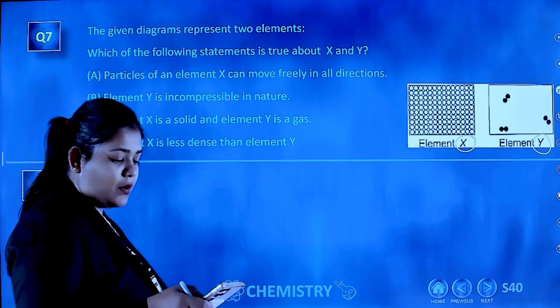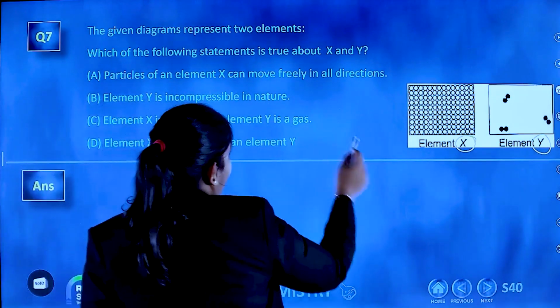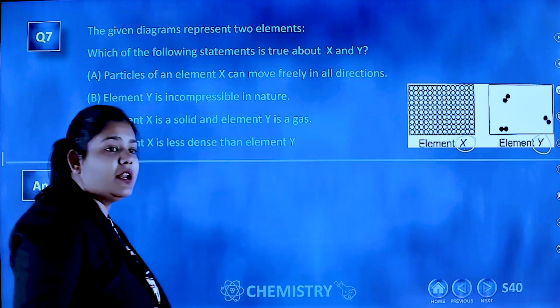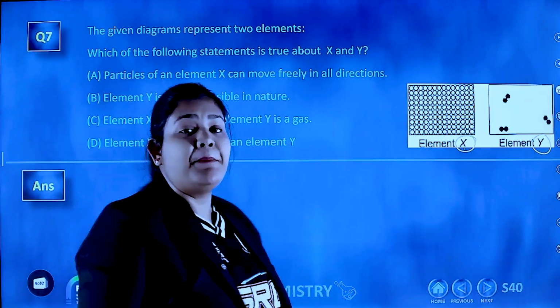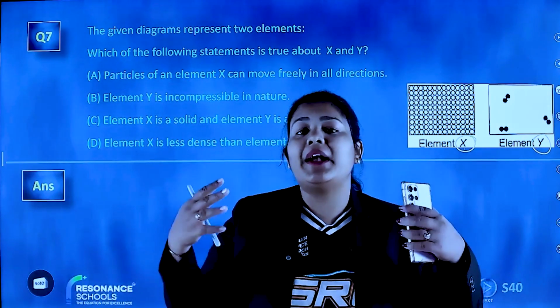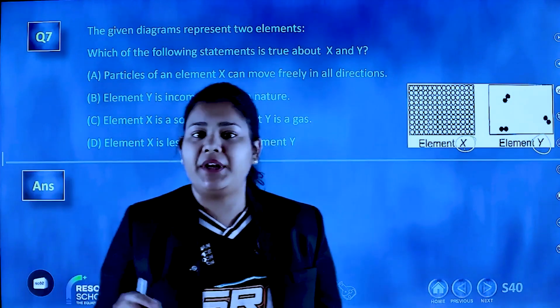Option A, some people are saying that too. Let's start. Particles of X can move freely in all directions? No, because I can see through the diagram that particles are closely packed. When particles are closely packed, they cannot move freely. So the first option is definitely not my answer.